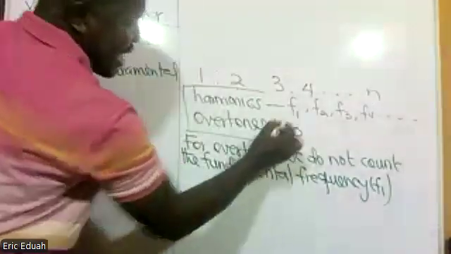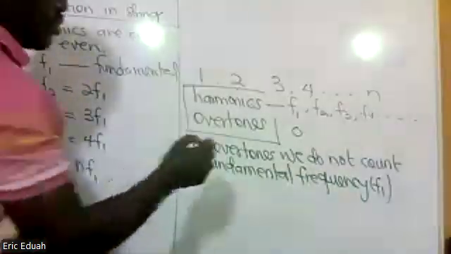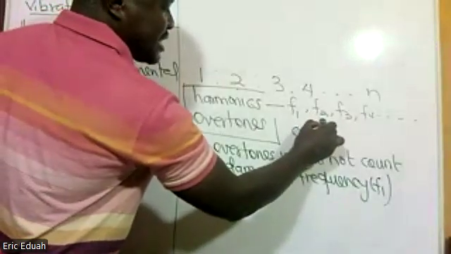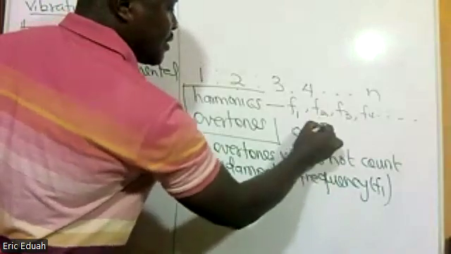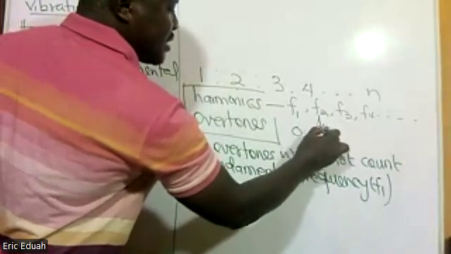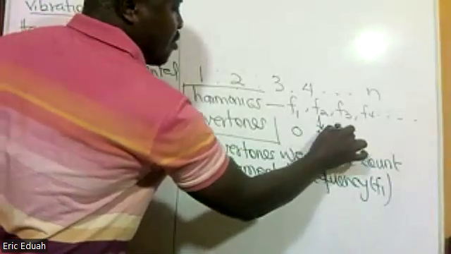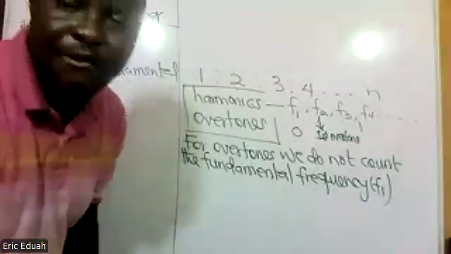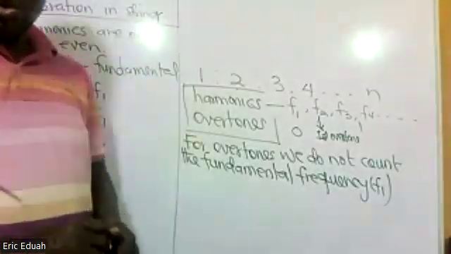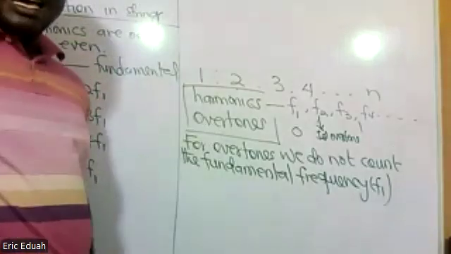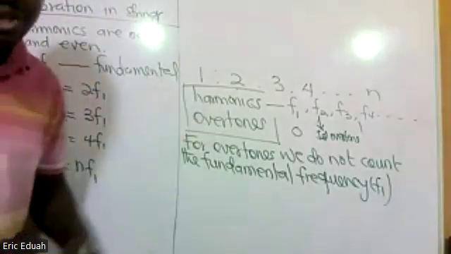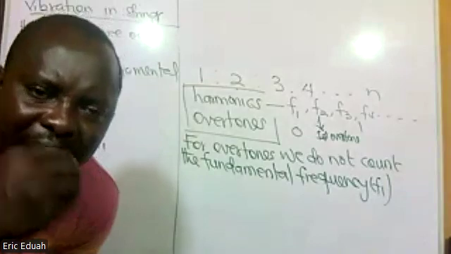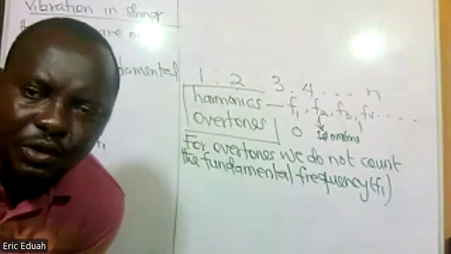This is like 0. F1 is 0. But this is the first overtone. F2 becomes the first overtone. F3 becomes the second overtone. F4 becomes the third overtone. So we can term this as harmonics or overtones. But the difference is that for overtones, we do not regard the fundamental frequency.